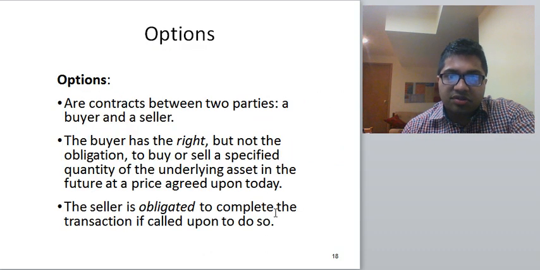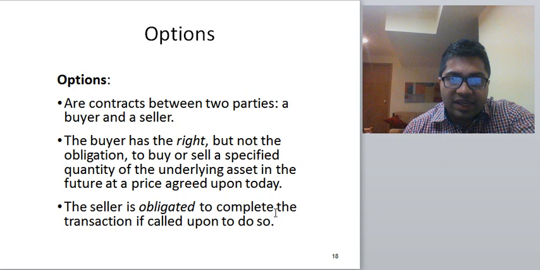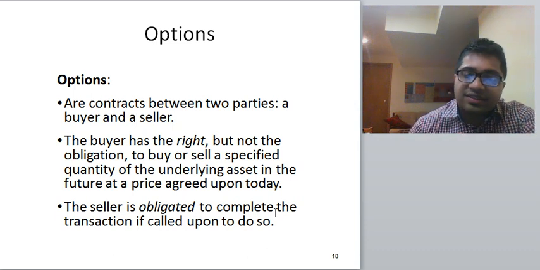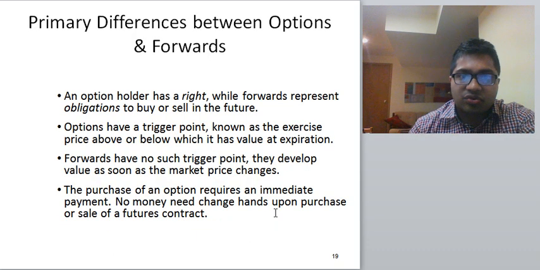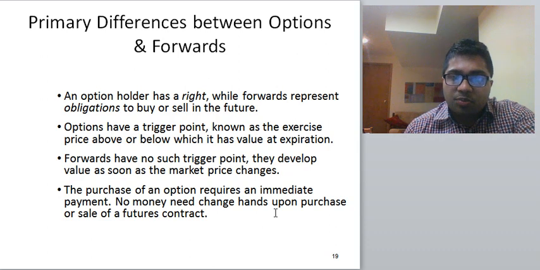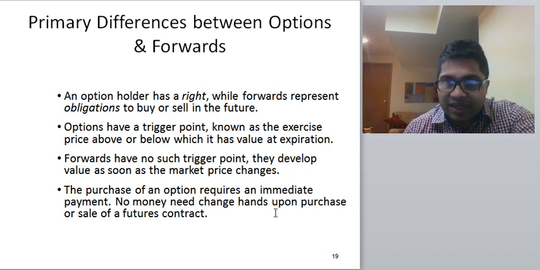Next is options. Options are a contract between two parties, a buyer and a seller. The buyer has the right but no obligation to buy or sell a specified quantity of the underlying asset in the future at a pre-agreed price. The seller is obligated to complete the transaction but only if the buyer executes. Primary difference between options and forwards: an option holder has the right, while a forward holder has an obligation to buy or sell in the future.